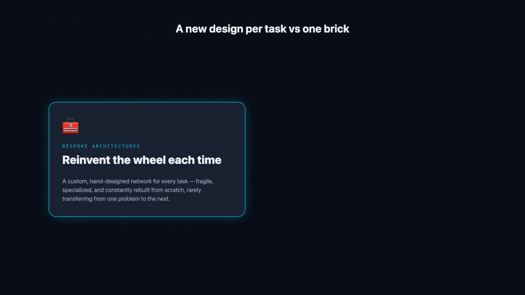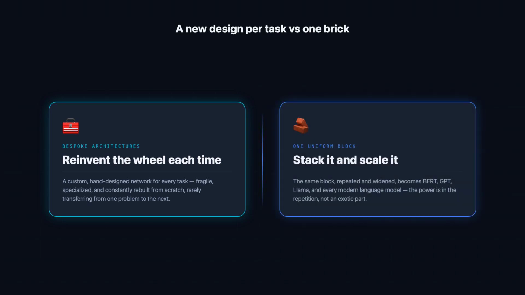Step back for a second. Why does this one seemingly boring block matter so enormously? You might expect every task to demand its own bespoke architecture, hand-designed for translation, or classification, or code generation. That is how a lot of machine learning used to work, and it meant reinventing the wheel constantly with fragile, hyper-specialized designs that rarely transferred. Instead, a single uniform block does it all.